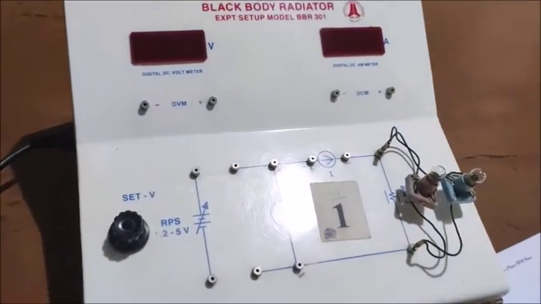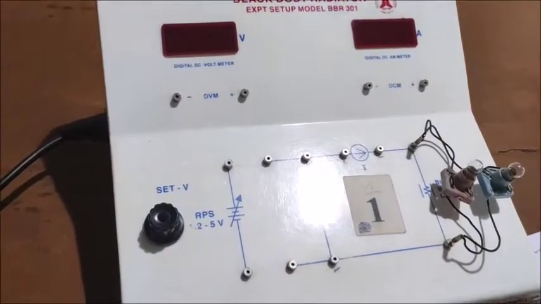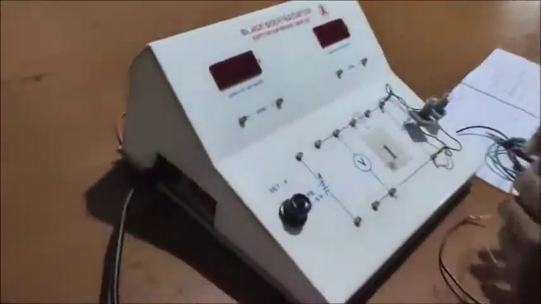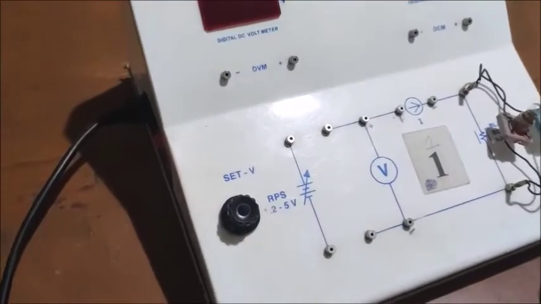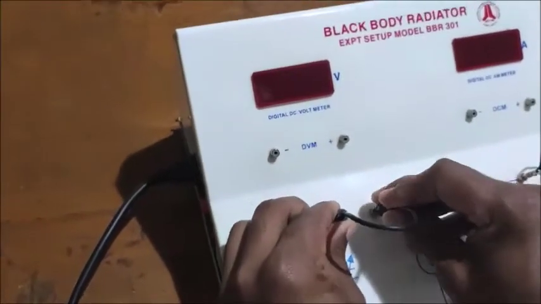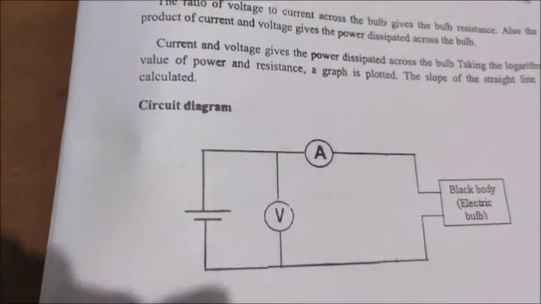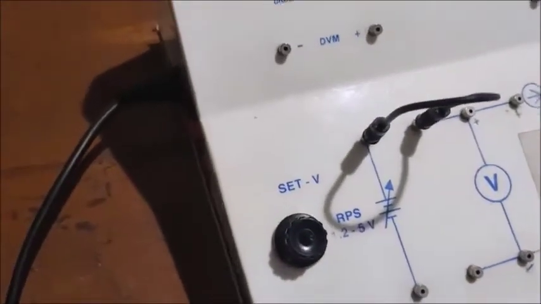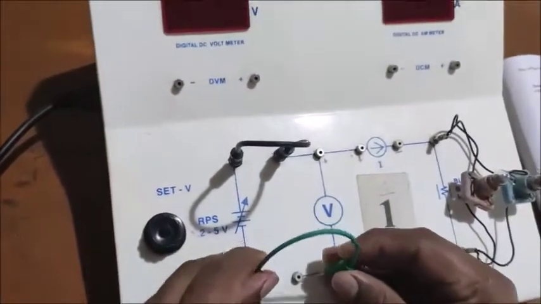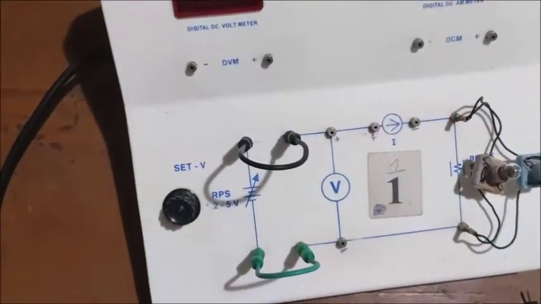So let me do the circuit connections first. We have a power supply here. Connect from the positive of the power supply to the positive of the circuit. For your confirmation, you can keep this circuit diagram to the right side of your experimental kit. Next, the negative of the power supply goes to the negative of the circuit.